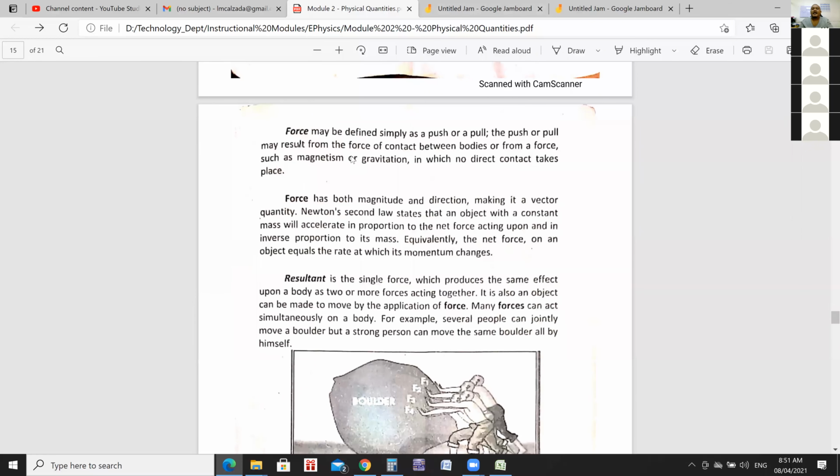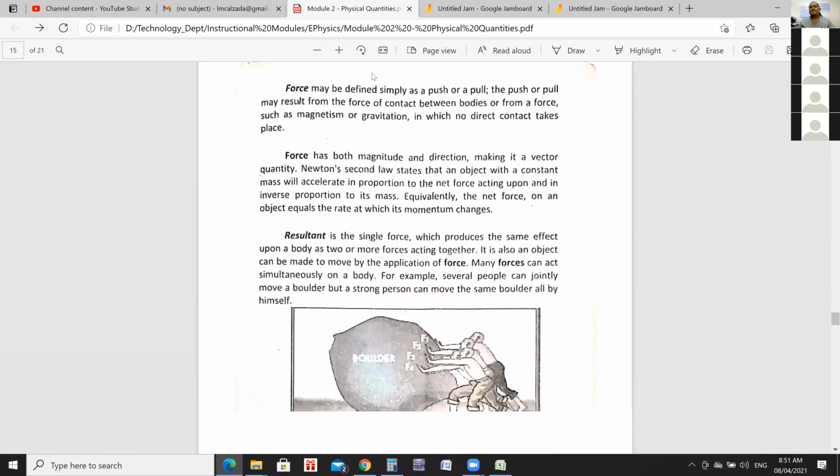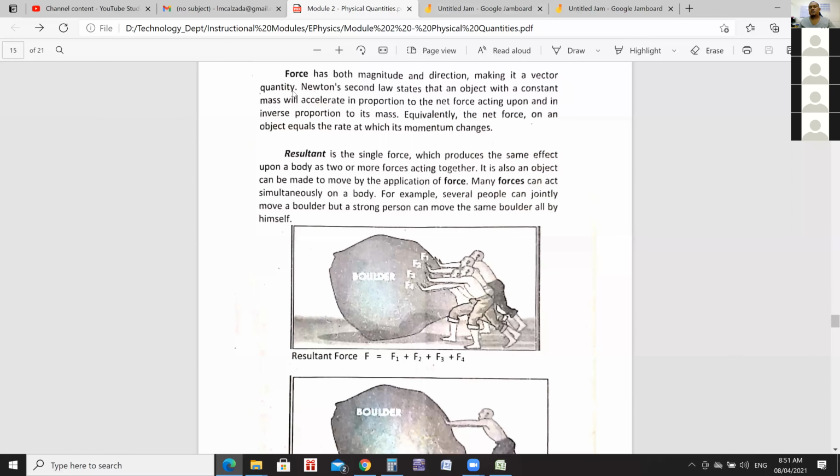Force may be defined simply as a push or a pull. The push or pull may result from a force of contact between bodies or from a force such as magnetism or gravitation, in which no direct contact takes place. Force has both magnitude and direction, making it a vector quantity. Newton's second law states that an object with a constant mass will accelerate in proportion to the net force acting upon it and in inverse proportion to its mass. Equivalently, the net force on an object equals the rate at which its momentum changes. No? So, that was force, for example.